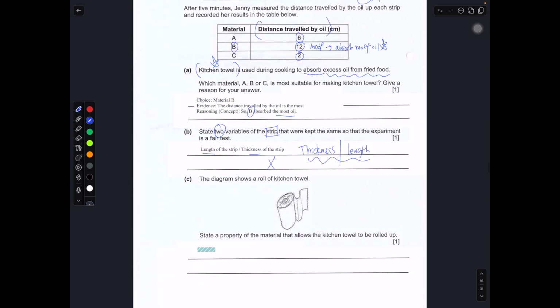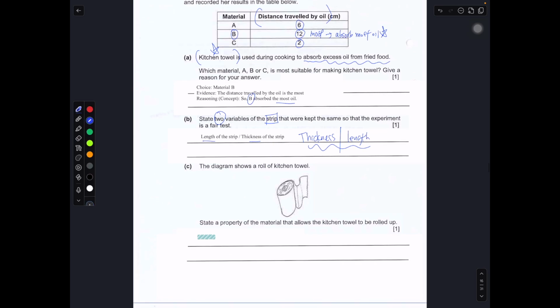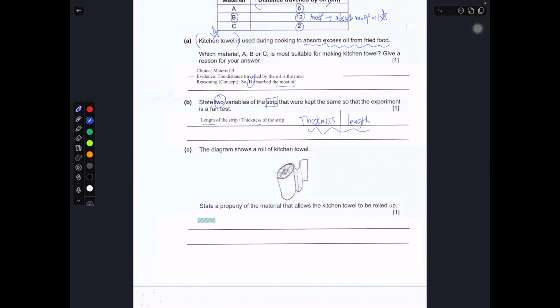So the diagram shows a row of kitchen towel. State a property of the material that allowed the kitchen towel to be rolled up. This is your clue, to be rolled up. That means you must choose a property that is related to this. You have a few properties: strong, weight related to strength, flexibility. It cannot be waterproof, or even absorbent, because that's already answered in part A. Usually this part will be another property. You cannot talk about transparency because nothing to do with light. So the most probable one, because you are bending, the clue is you are bending, you must be flexible.